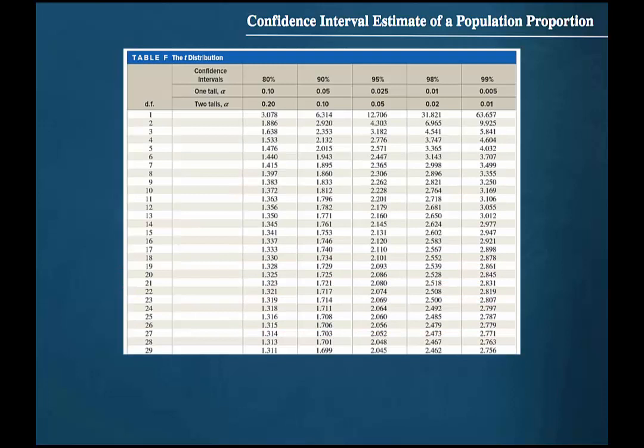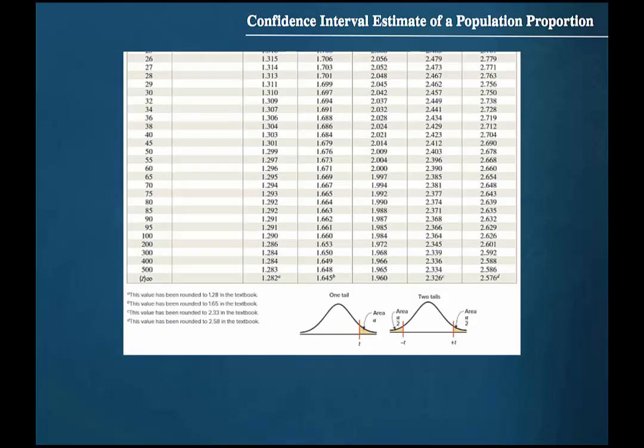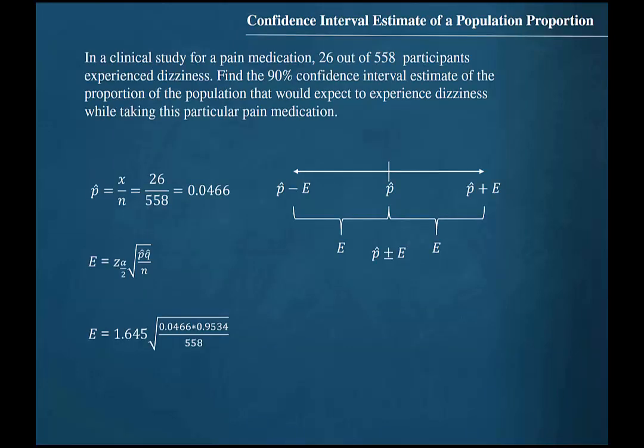If we examine the t-distribution table, we will see that the bottom row contains z-scores. So we will find the column that gives us the probability distribution values for the 90% confidence interval, and then on the bottom row, locate the value of z, which will be 1.645. The calculation of the margin of error then becomes 1.645 times the square root of 0.0466 times 0.9534 divided by 558, which gives us a margin of error of 0.0147.